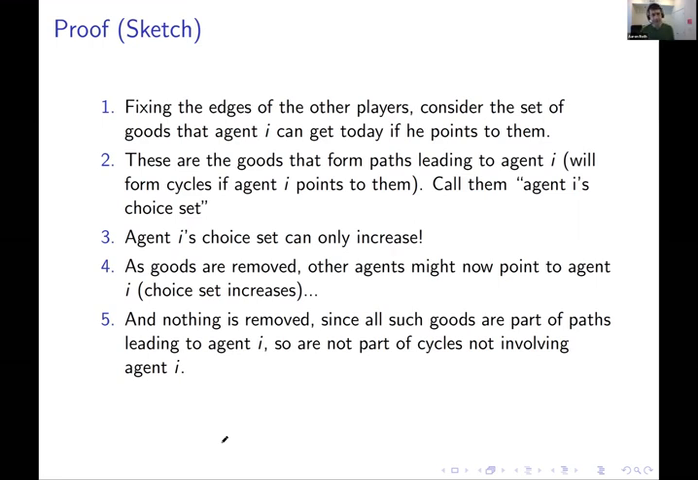And that's it. That's the key insight. That's why it's dominant strategy truthful, because the set of options that are available to you, your choice set, can only grow with time. And so this algorithm is set up so that there cannot be any missed opportunities.